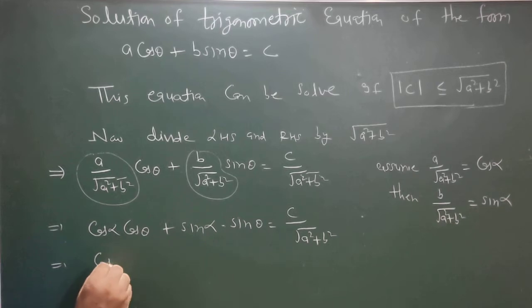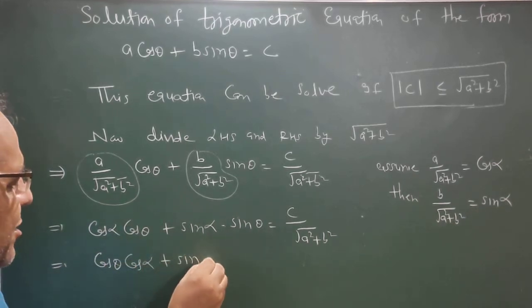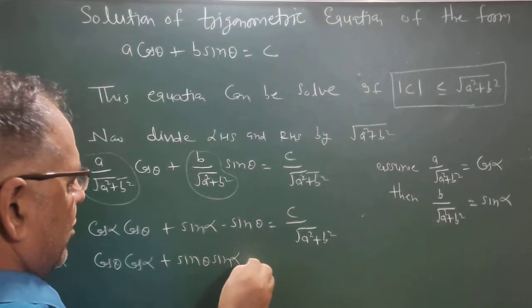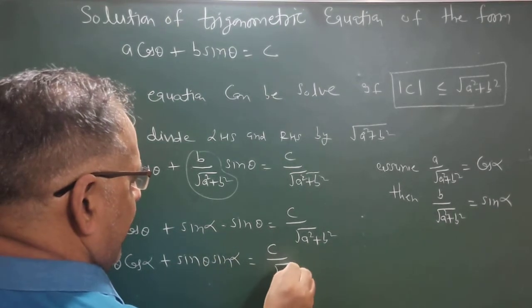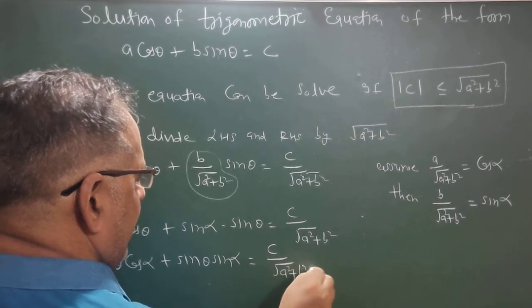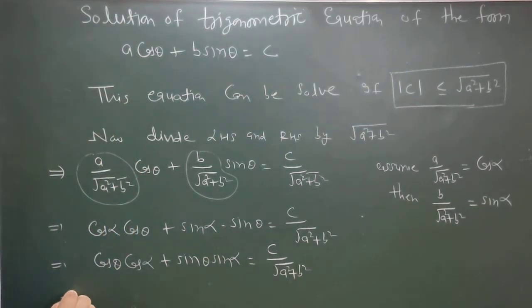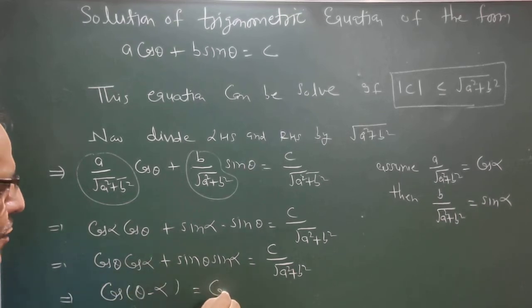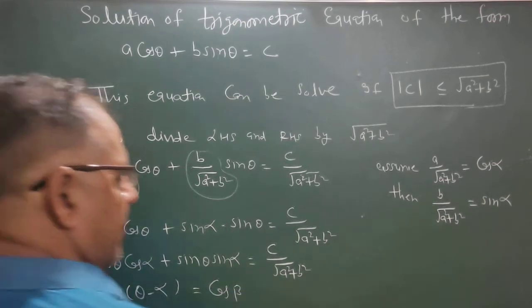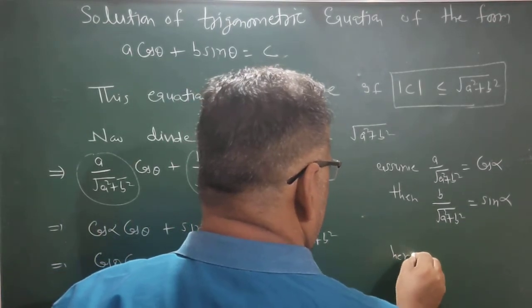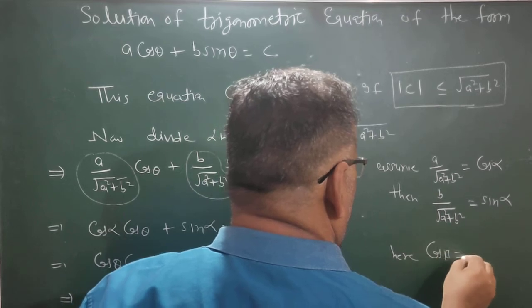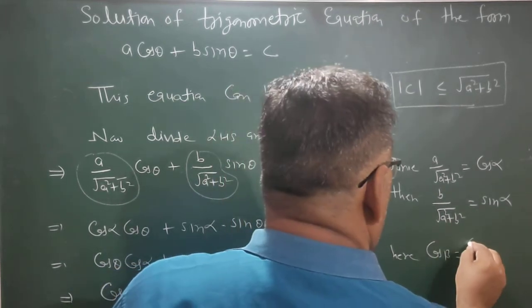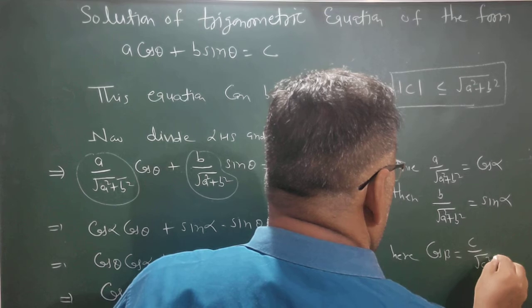Again arrange this, because theta is the unknown angle, so taken first cos theta cos alpha plus sin theta sin alpha equal to C upon under root A square plus B square. Here we are observing clearly the left hand side converted into the identity of cos(theta minus alpha). So the right hand side also can be written as cos beta. Here cos beta is replaced by the value C upon under root of A square plus B square.